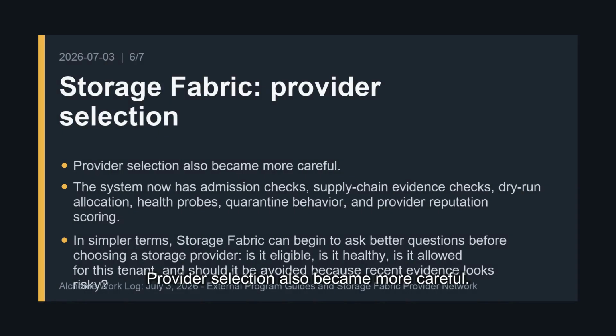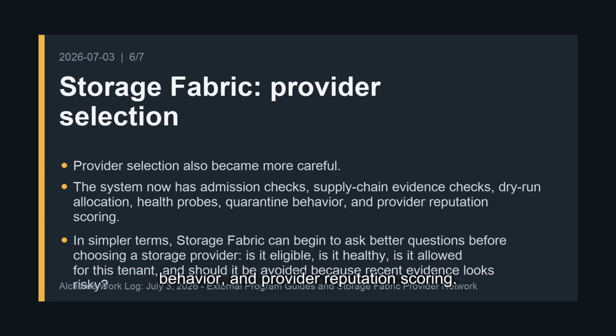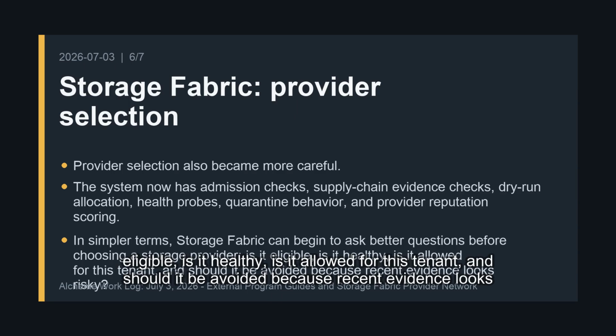Provider selection also became more careful. The system now has admission checks, supply chain evidence checks, dry run allocation, health probes, quarantine behavior, and provider reputation scoring. In simpler terms, Storage Fabric can begin to ask better questions before choosing a storage provider. Is it eligible? Is it healthy? Is it allowed for this tenant? And should it be avoided because recent evidence looks risky?